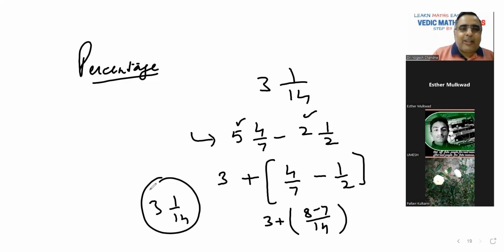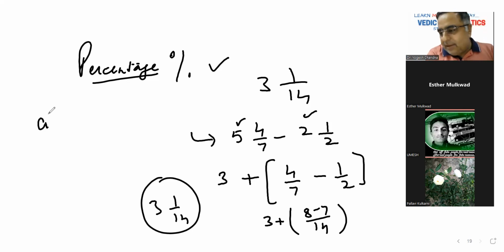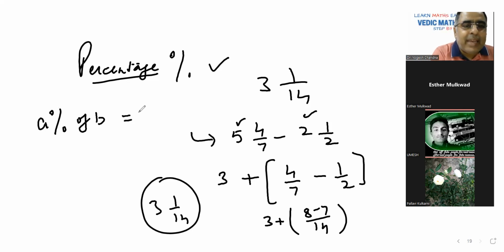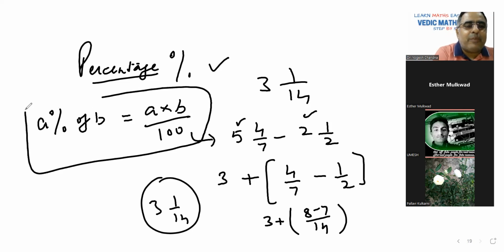So then a small topic is percentage. Now very easy thing, but what happens? The calculation was a difficulty. Otherwise, the simple formula you have to write. Remember, whenever you are asked to find A percent of B, it's very simple. A into B over 100. So this is the only formula you need to remember.